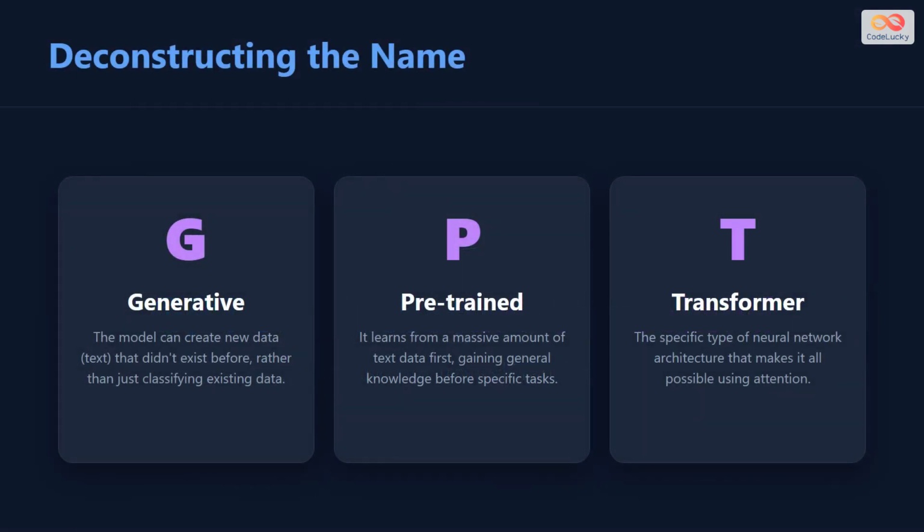First, let's break down the acronym. G stands for generative, meaning it creates new text. P is for pre-trained, meaning it has already learned from a vast library of books and websites. And T stands for transformer, which is the specific type of neural network structure that makes it so powerful.